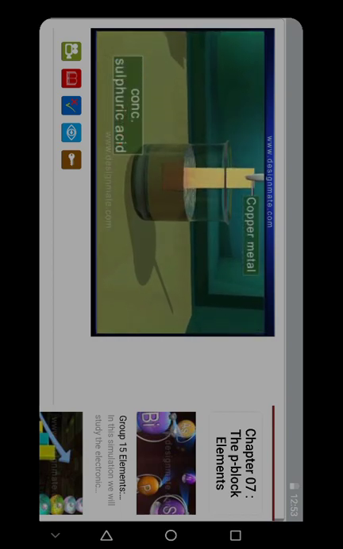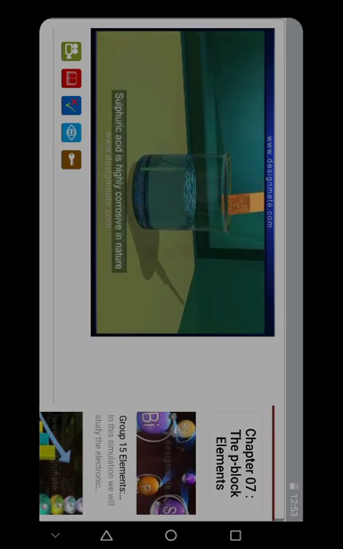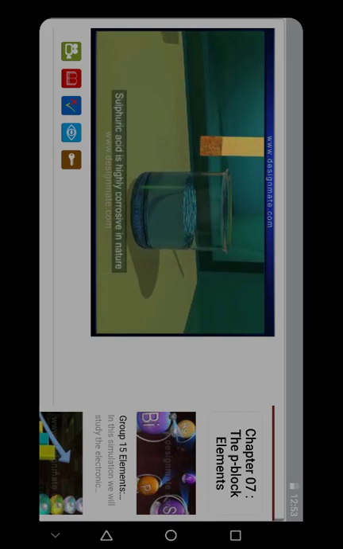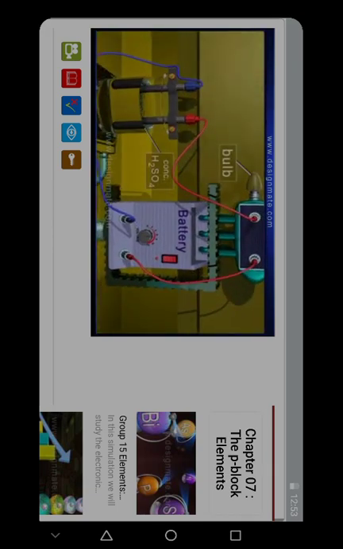When any metal, for example copper, is dipped into the concentrated sulfuric acid solution, the metal gets corroded. And thus we can say that concentrated sulfuric acid is highly corrosive in nature. When an electric current is applied to a pure concentrated sulfuric acid solution, it is observed that the current does not pass through it. Hence, concentrated sulfuric acid is a non-conductor of electricity.